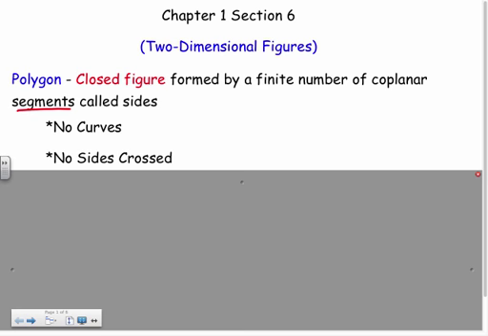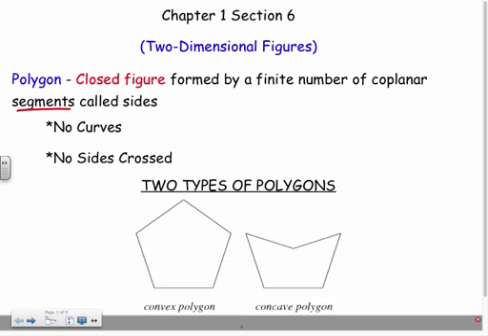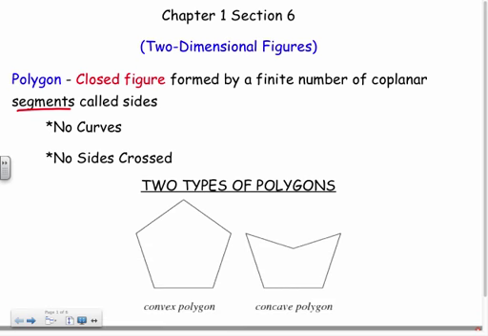There's two types of polygons: convex and concave. My quick trick to remember concave, I think of a side caves in. If you notice, this side kind of caves in a little bit. That's how I can tell convex from concave. So concave, they kind of cave in. Convex, no sides are caving in at all. If you look at both these, they're both all segments, no curves, no crossing lines, and it could be convex or concave.